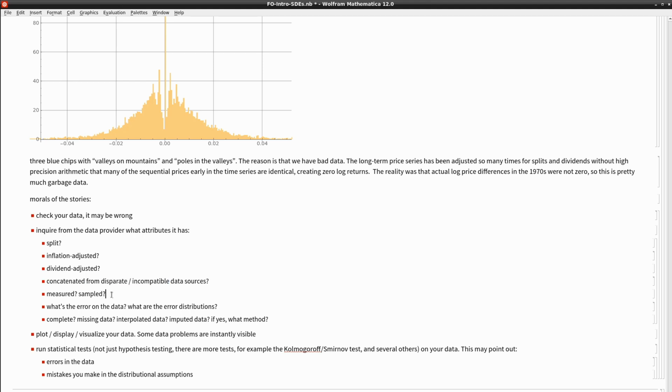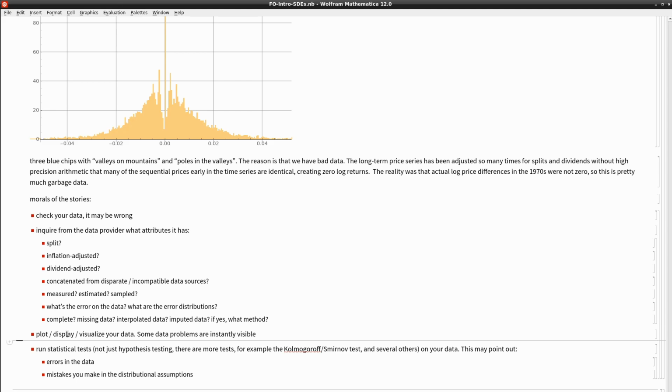Is the data measured? Is it actual? Is it estimated? Is it sampled? Right? And what error do we have in the data? What are the error distributions that we have in the data? The data provider should provide that information. Is the data complete? Is the data missing? If it's missing data, then is the missingness interpolated? Is it imputed? If yes, what method was used? So all these things are necessary for a professional data provider to specify. There should be a data specification document.